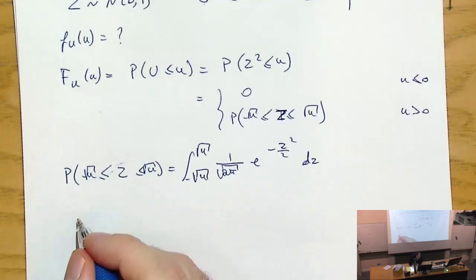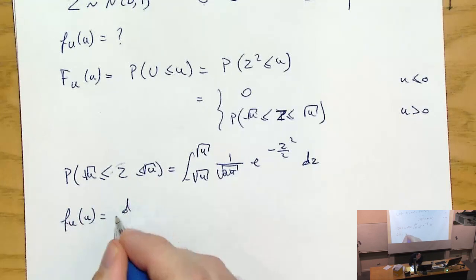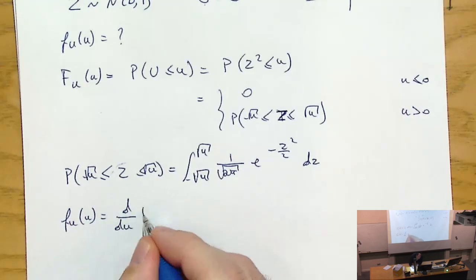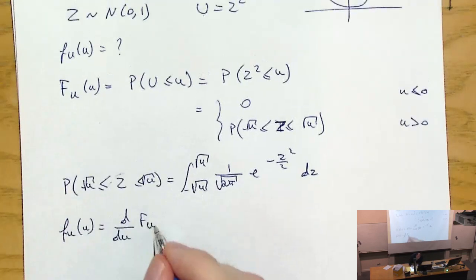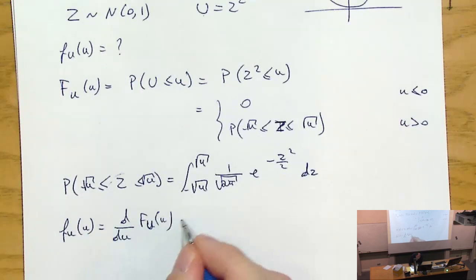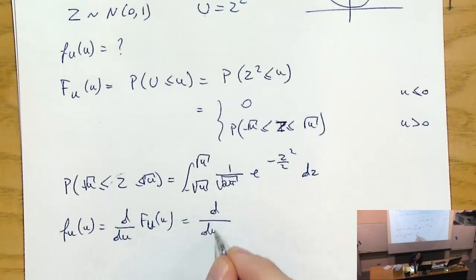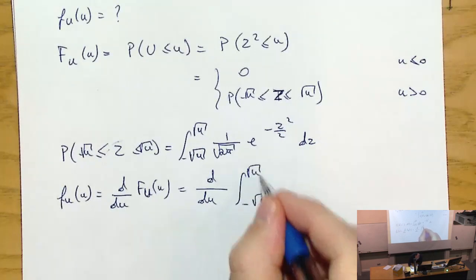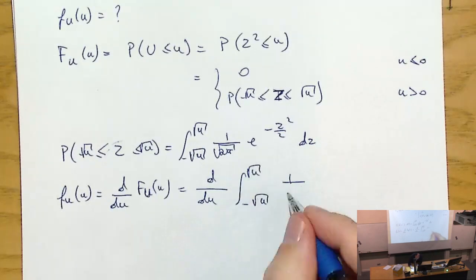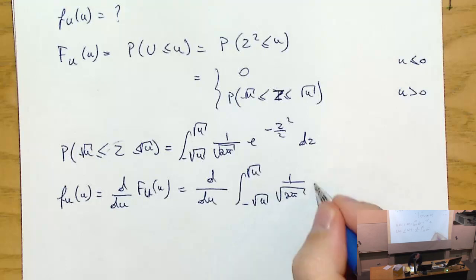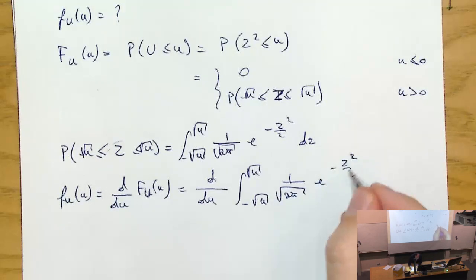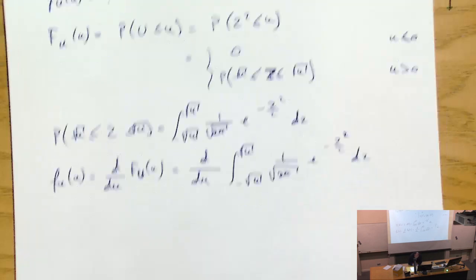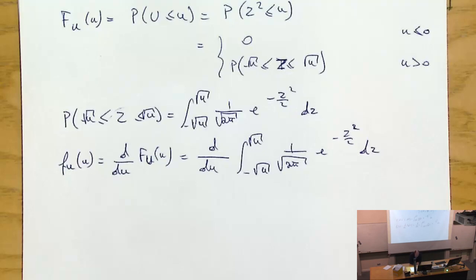And now what I'm looking at is the PDF of u. So I take the derivative with respect to u of this CDF. So I'm looking at the derivative with respect to u of this integral where I have two boundaries that are both functions of u. Right, so how do we do this?